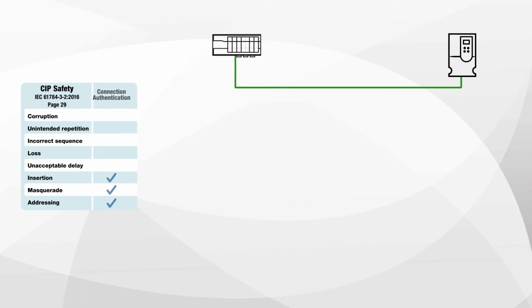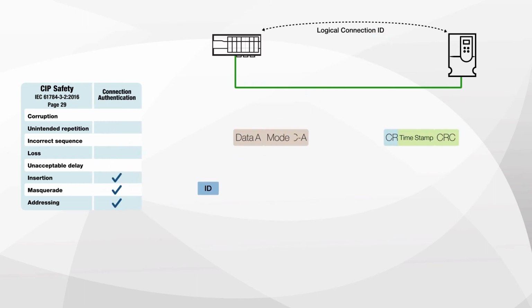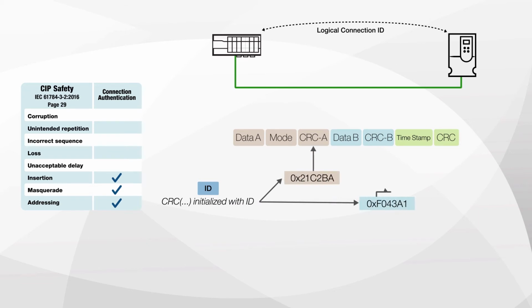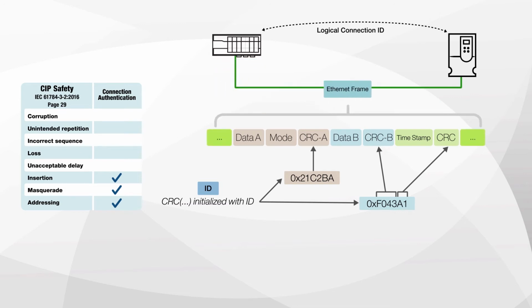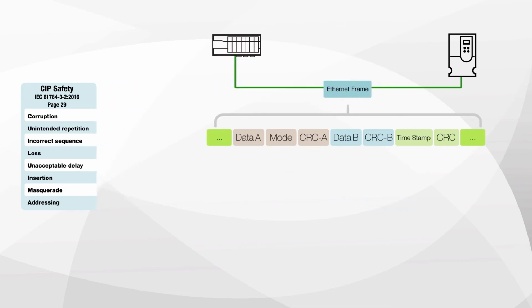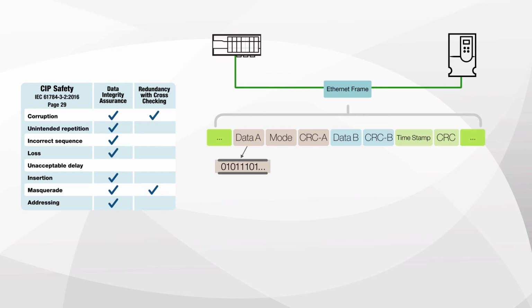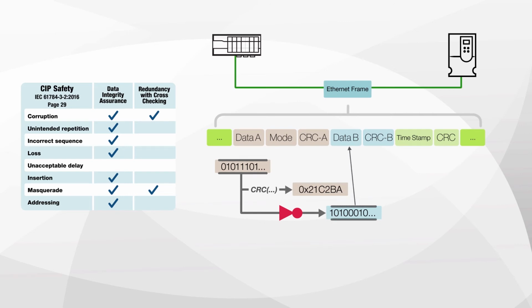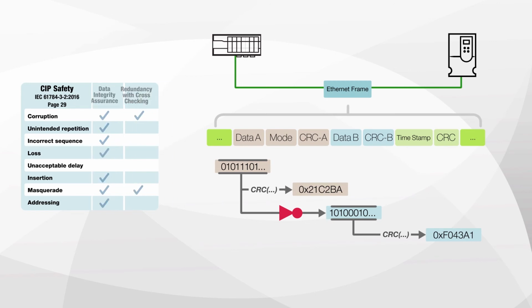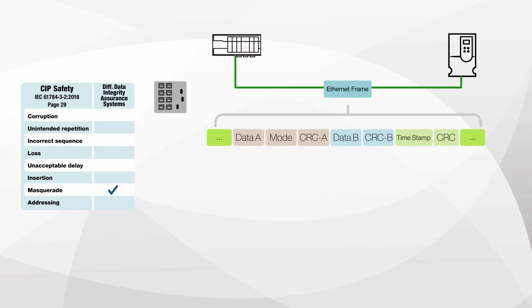It is important to prevent unauthorized devices from being part of the safe logical connection, so the CRCs in each message are initialized with unique identifiers from the devices. There is a 16-bit CRC appended to the data, plus an inverted version of the original data and a 24-bit CRC of the inverted data and timestamp, split into two parts. This prevents accidental corruption of bits from being undetected.